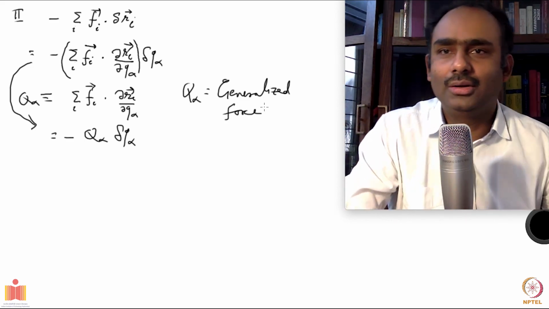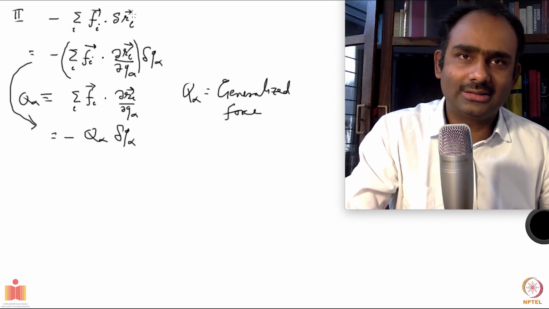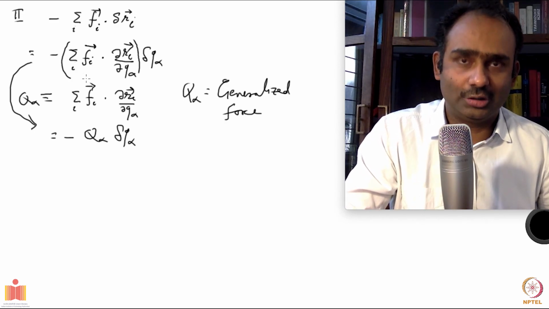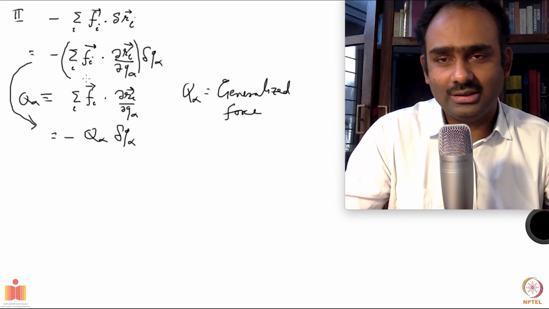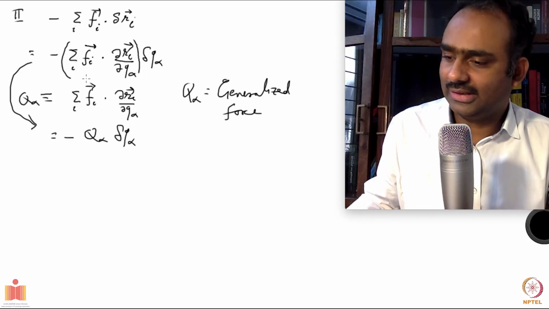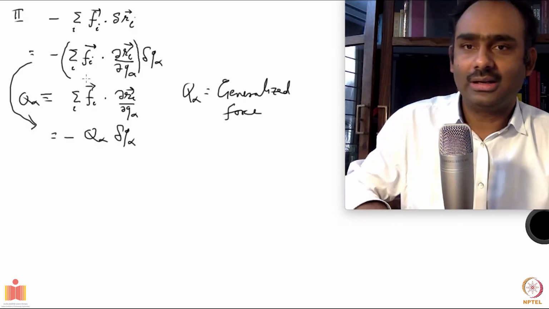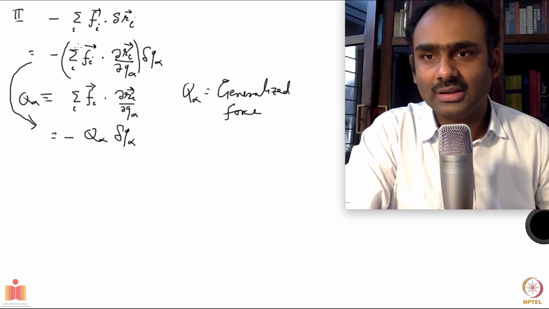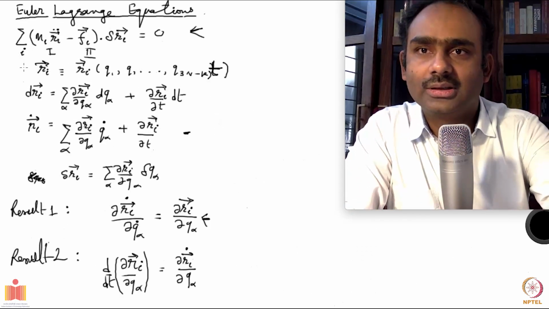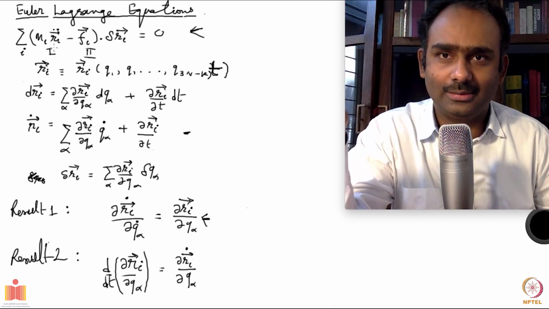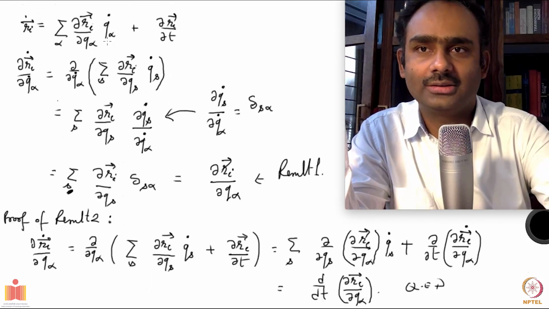Okay, and note that the Fi dot delta ri is the work done under virtual displacement, and so is Q alpha times delta q alpha. That's also the work done under virtual displacements. Okay, so we have written down the second term in D'Alembert's principle in this manner. Now let's look at the first term, which was here, mi ri double dot delta ri. Okay, so that's what we want to write now.